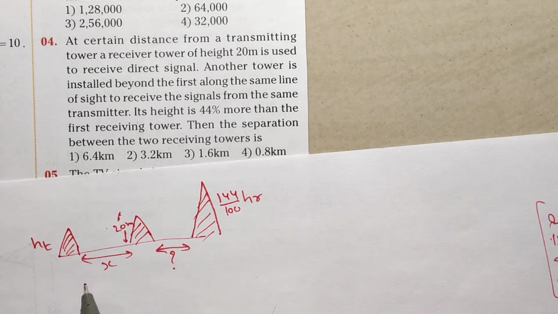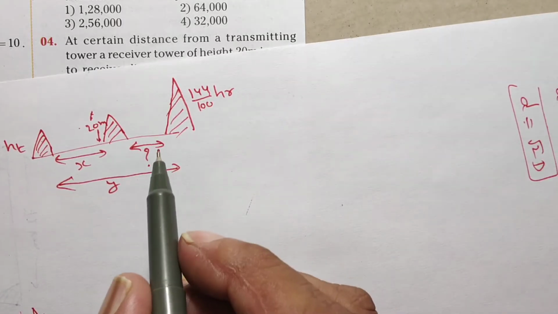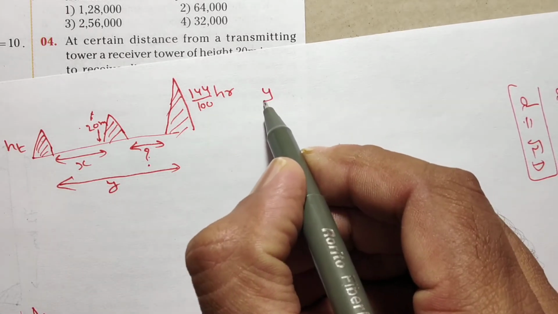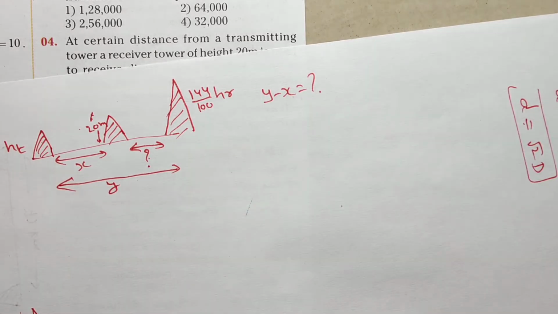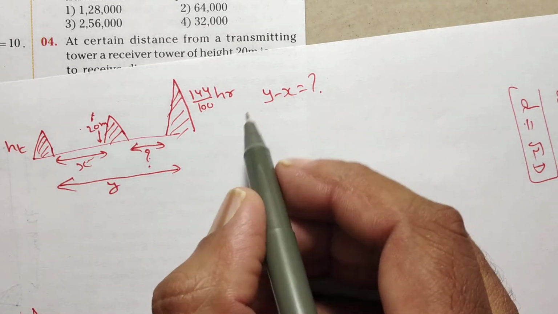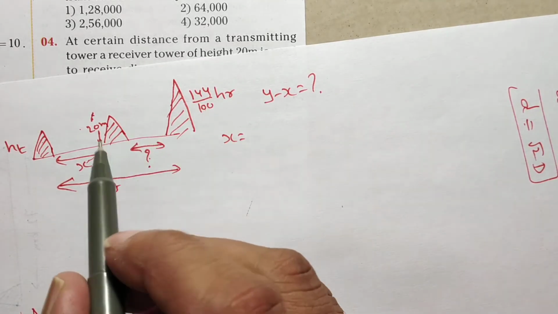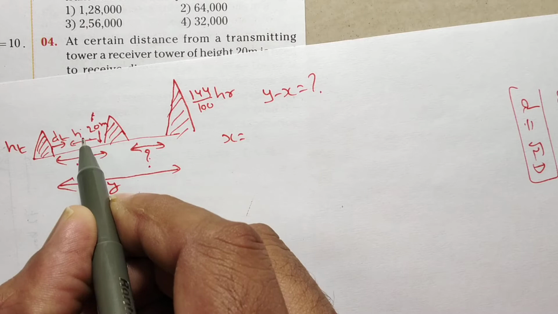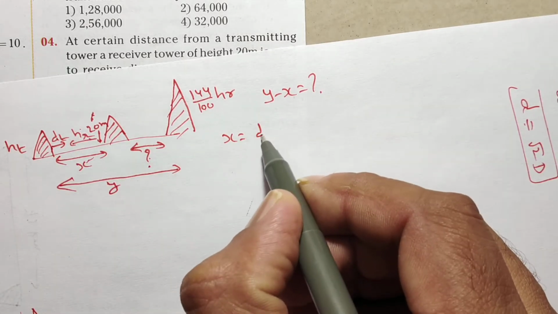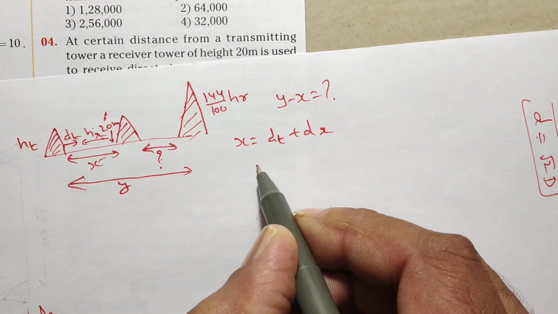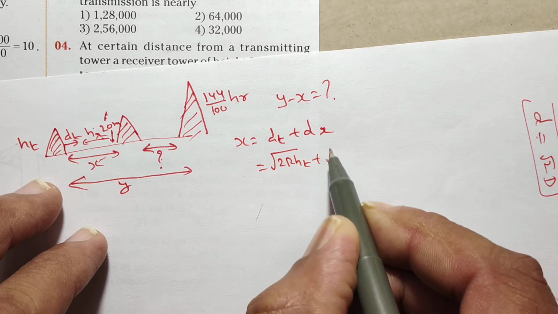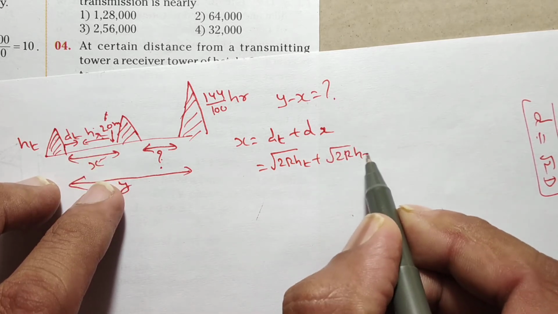Let us consider the transmitting and the receiving antenna. This antenna distance is y. Now if you want to get the distance between the towers, we just have to subtract y minus x. Y minus x we required. Tell me the x. Because this distance is dt and this is dr, we can write x is equal to dt plus dr. Now dt means square root of 2r ht plus dr means square root of 2r hr.